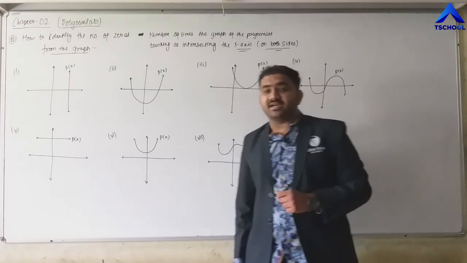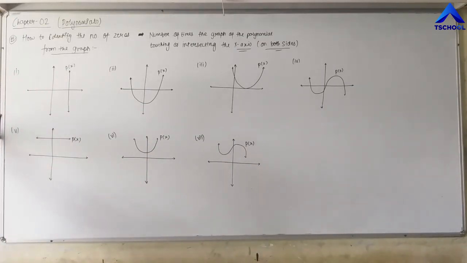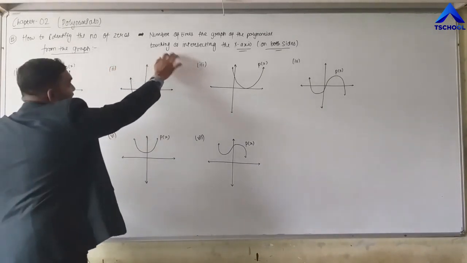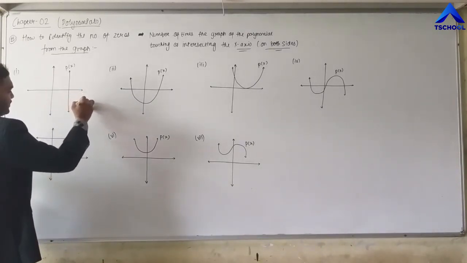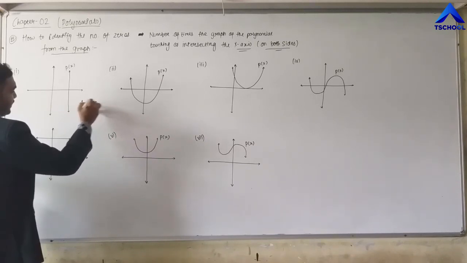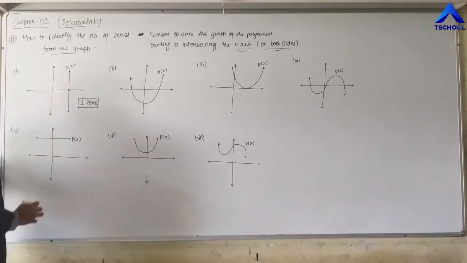So let us understand it by taking an example. I have drawn some 7 graphs here. We shall quickly identify them. The first one is a polynomial having a straight line that passes through the x-axis at only one point. According to the definition, the number of times the graph of the polynomial touches or intersects the x-axis is the number of zeros this graph will have. So here, the number of zeros is 1. This will have 1 zero, because it intersects the x-axis at this point only.